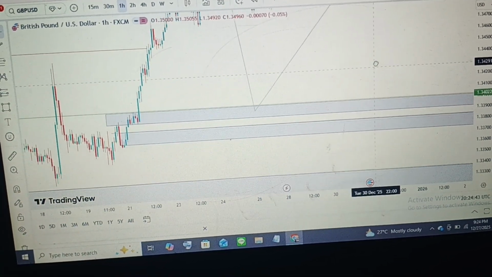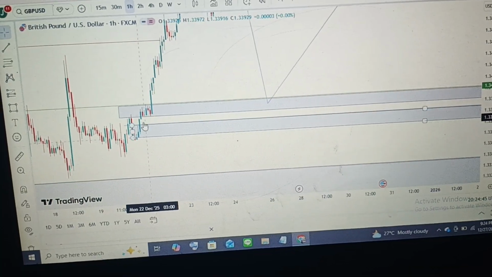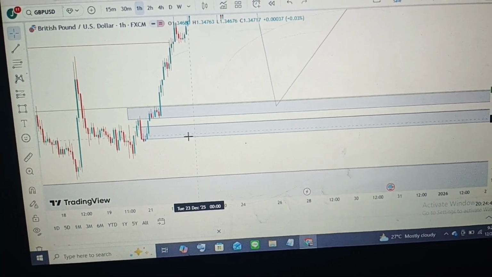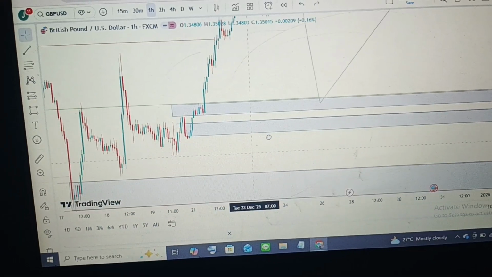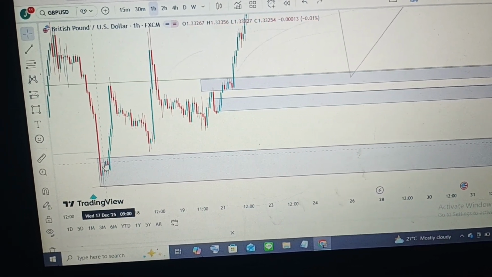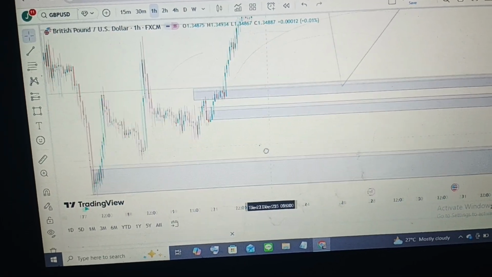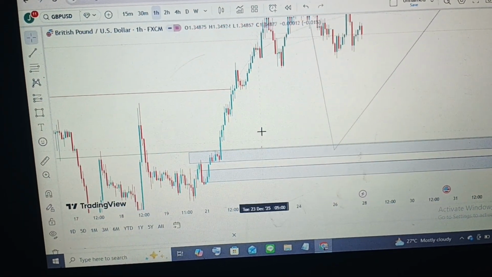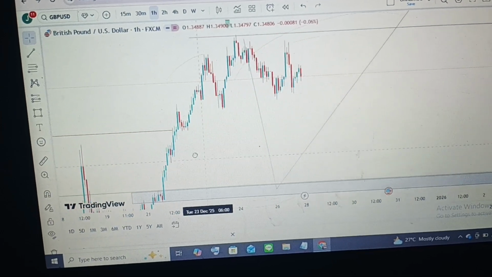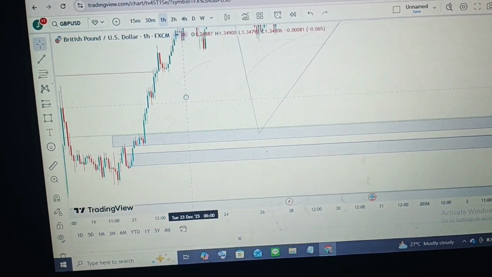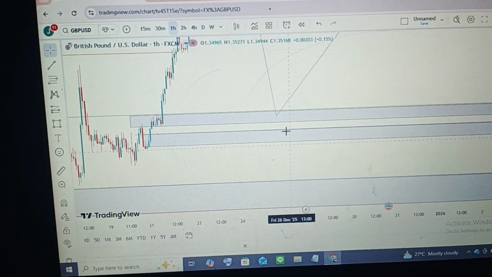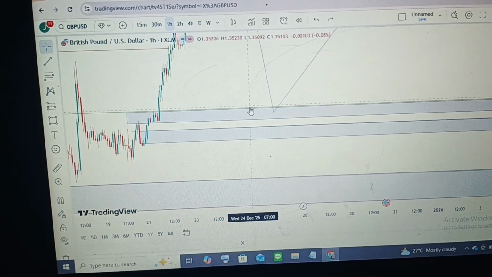Hold on. Now, if we come to the 2 hour, we can see that the first level is valid. The second level is still valid, while the third level is still valid. So these three levels are really looking good. That is our main level. Those are the levels that we'll be looking to place trades.